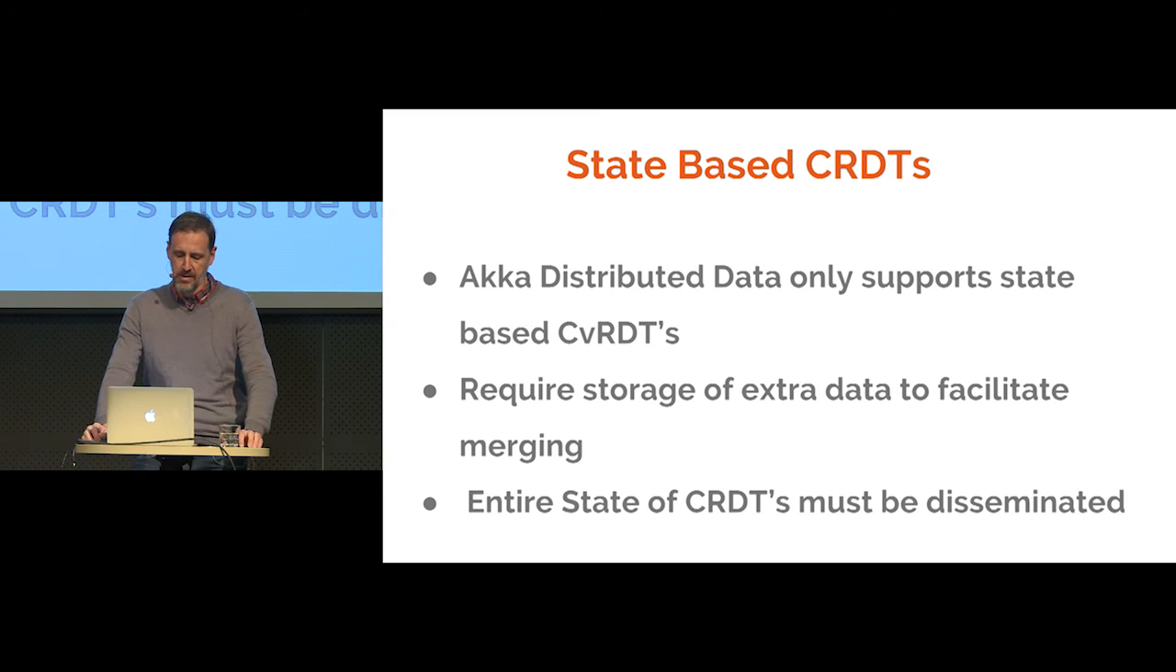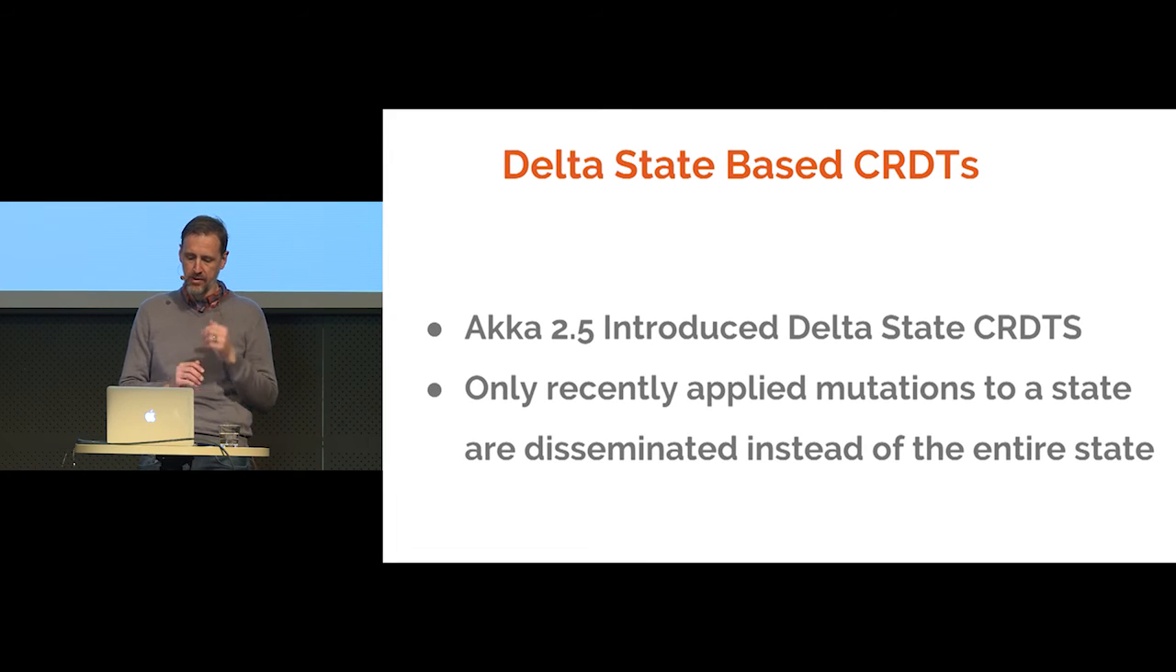The original state-based CRDTs in Akka Distributed Data required the entire state to be disseminated. With Akka 2.5, they introduced delta-state CRDTs. What this does is allow only the recently applied mutations to the state to be disseminated. So this really saves on network overhead, because I can detect the differences in state and what's changed, and only replicate those.